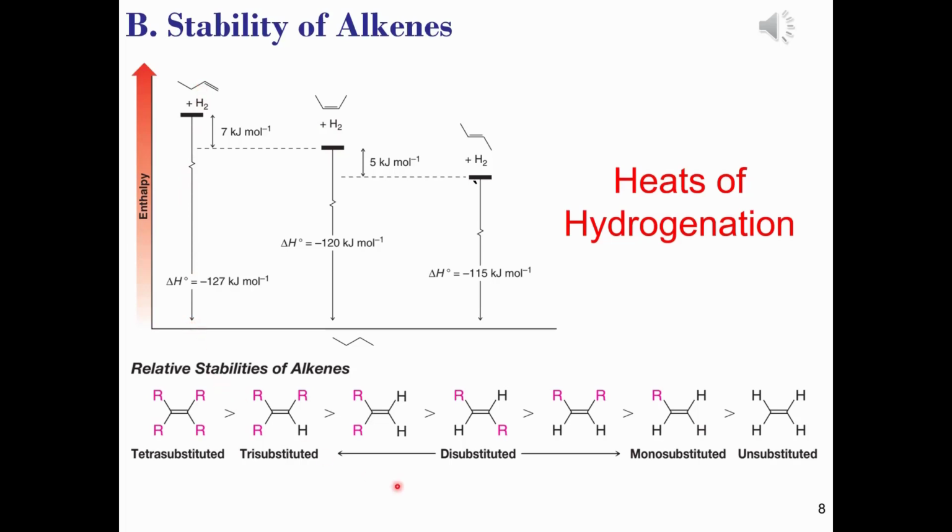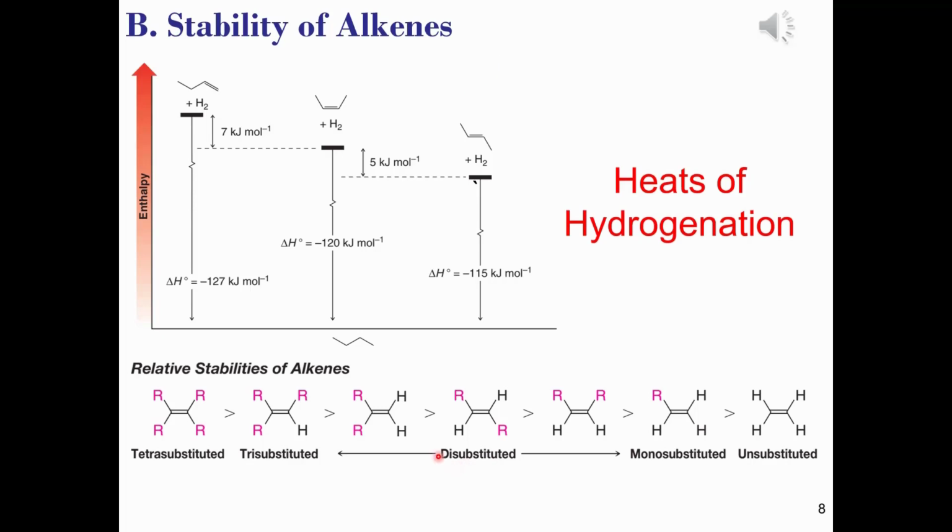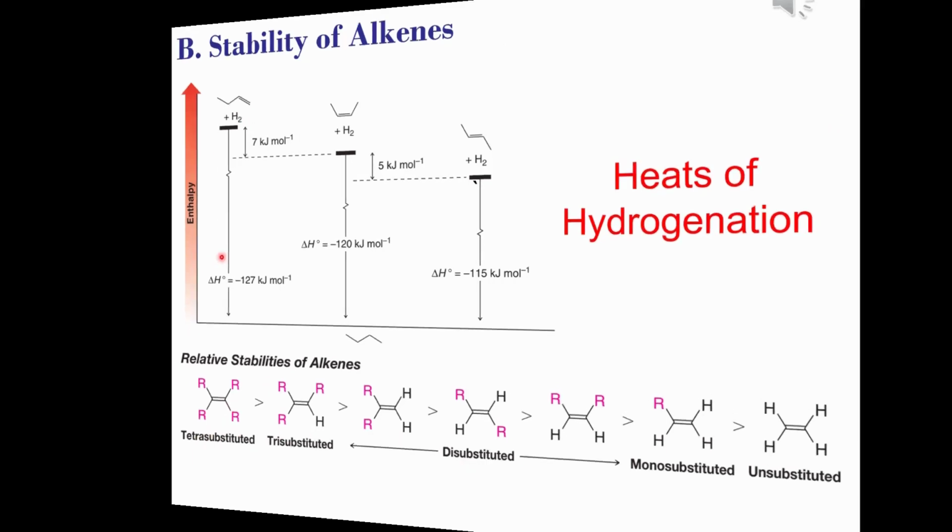The carbon-carbon sigma orbitals for the di-substituted alkene would be able to donate some of their electron density into an empty carbon-carbon pi star orbital. And this is what provides the greater stability for di-substituted, tri-substituted, and the most stable tetra-substituted alkenes.